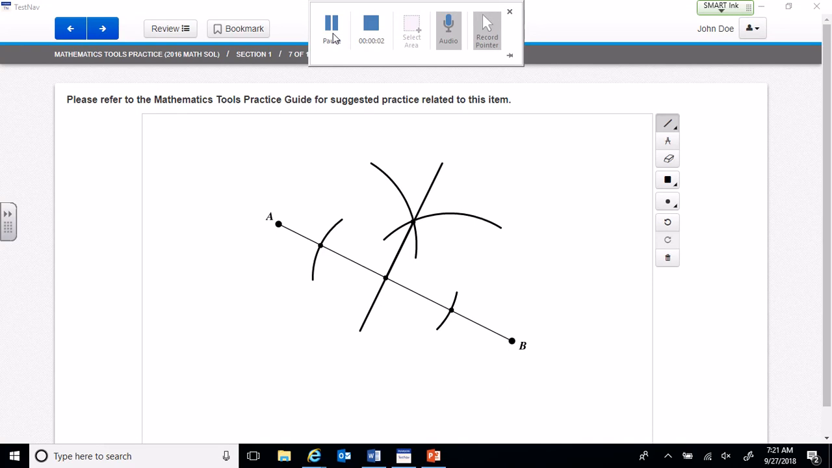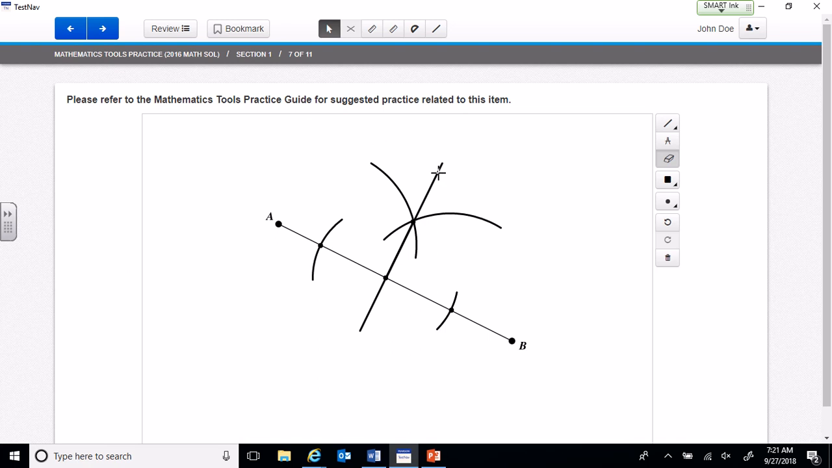This next construction is going to be a perpendicular line through a point that is not on the given line. So for this construction, I'm going to go ahead and erase the work that I did in the previous construction, and I'm going to reuse segment AB. Since I'm constructing a perpendicular line through a point that's not on the line, I'm going to draw a point that is not on this line segment AB. So I'll go ahead and put my point here.